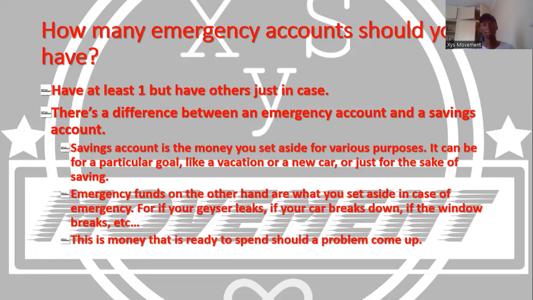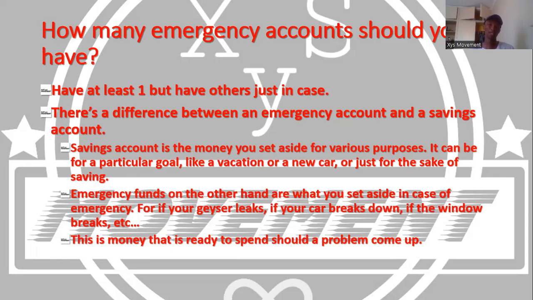So how many emergency accounts should you have? Have at least one, but have others just in case. It's very crucial to know that you should have at least one. But sometimes putting all your eggs in one basket is dangerous. So you can have one or have two. Ideally, I have two. So you can just do that.